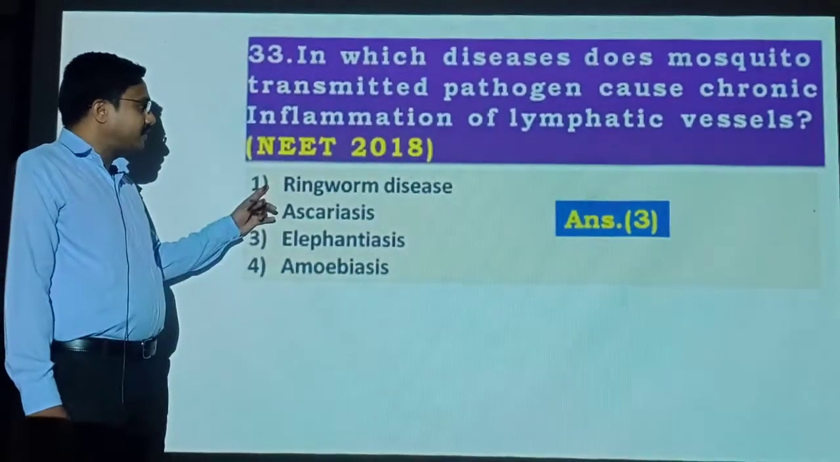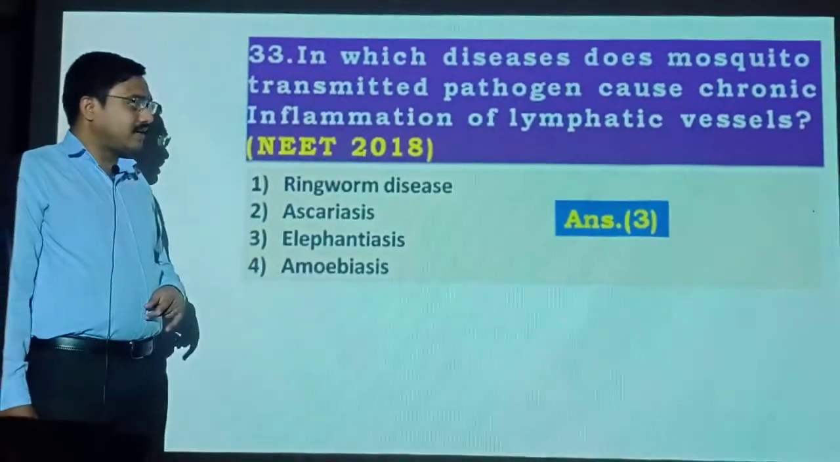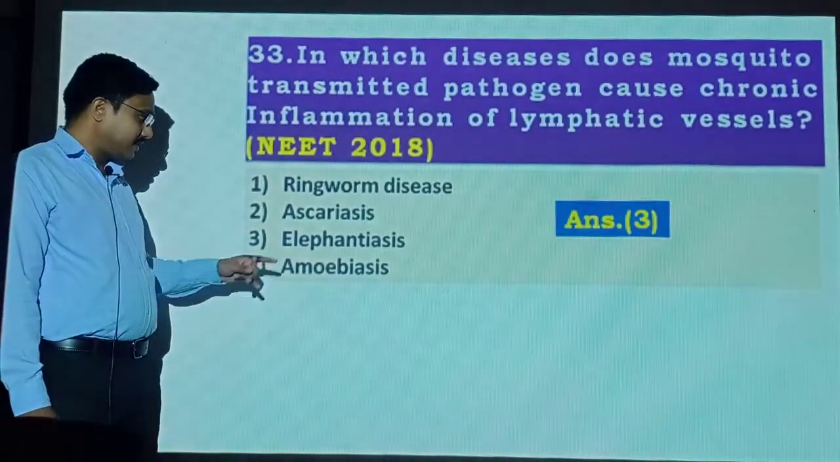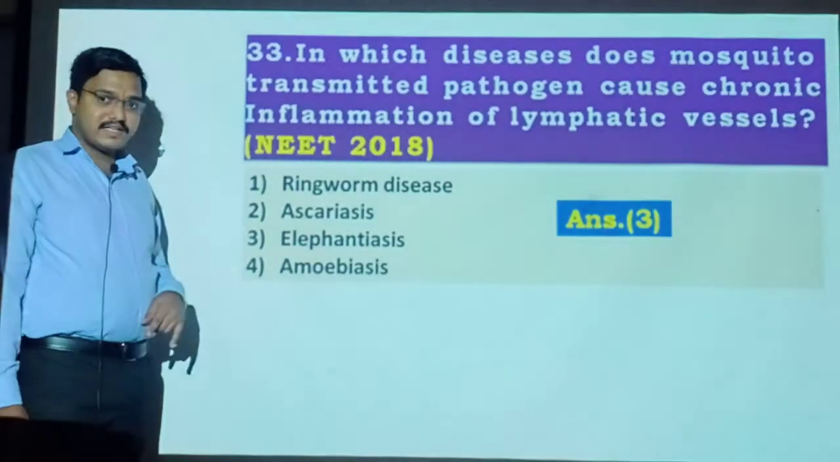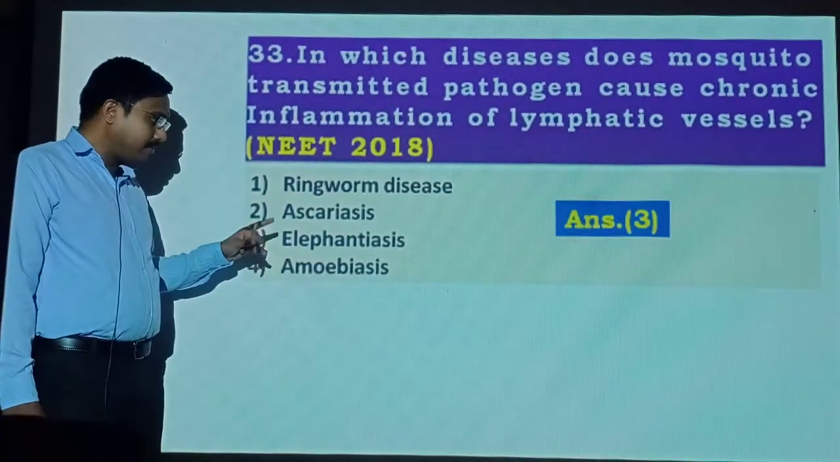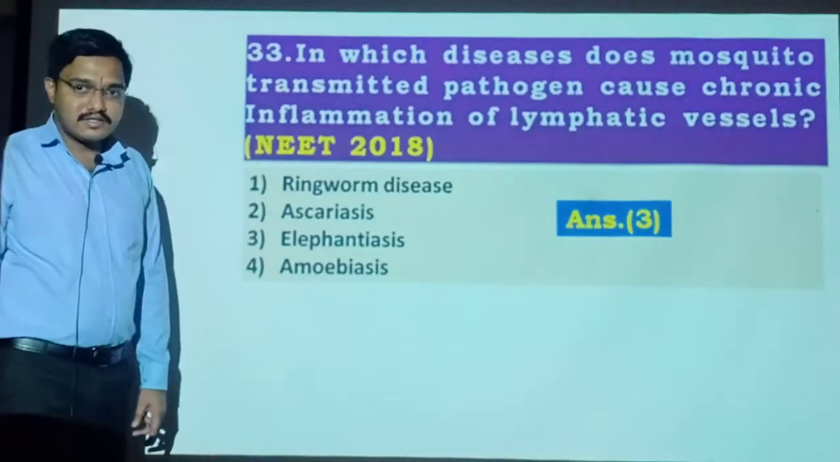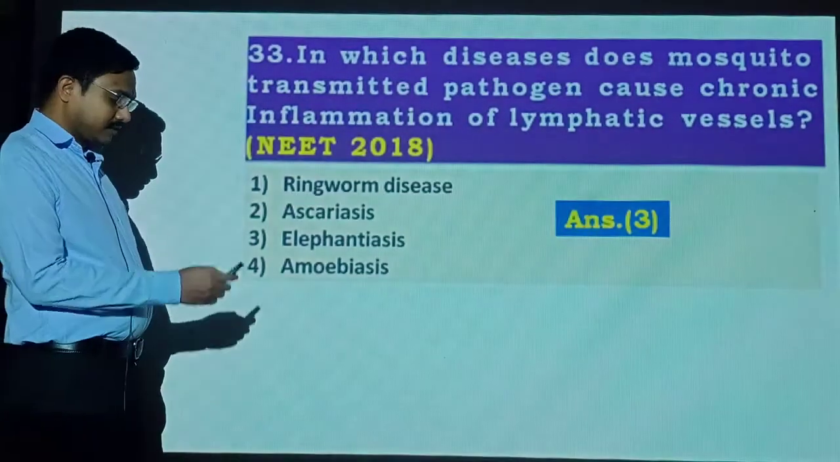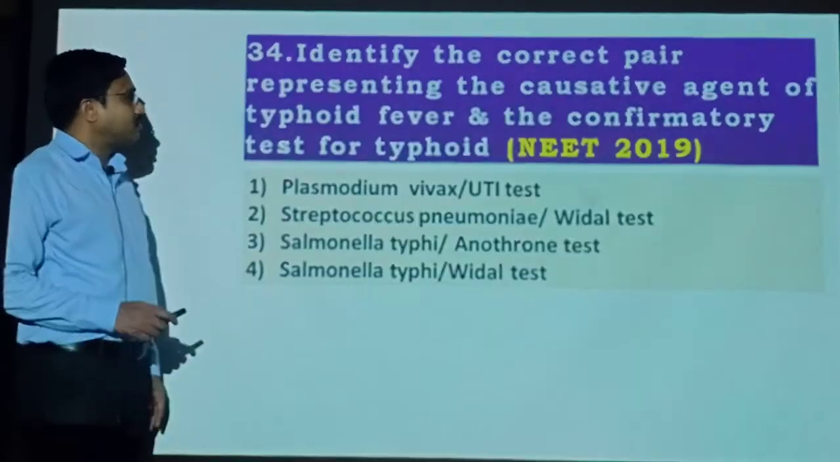Now if you see here, in ringworm disease skin is affected, in ascariasis intestine is affected, in amoebiasis also intestine is affected. Okay, next question.